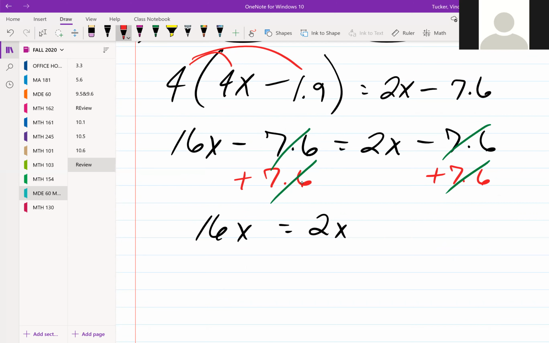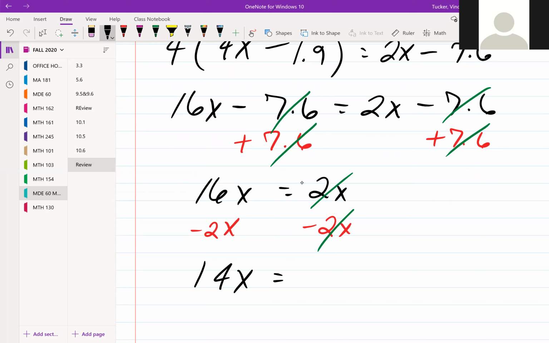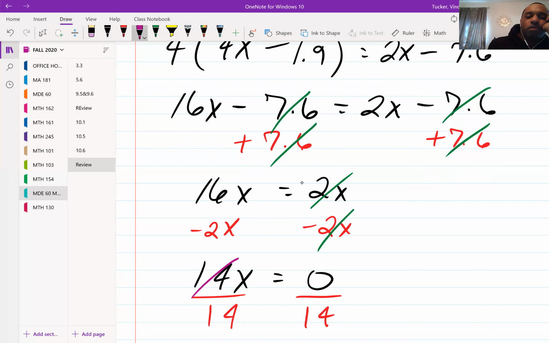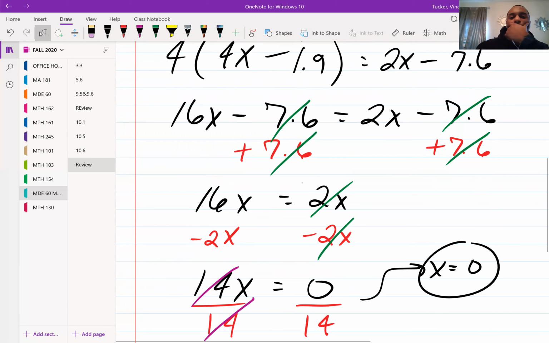I think this is where I messed up. Okay, not a problem. So your goal still should be to get all of your terms with x to one side, so you can subtract 2x. Okay. Yeah. And 2x minus 2x is 0. And then you get 14x. Oh, okay. So you divide 14 into 0. Mm-hmm. And x equals 0. Yep. Oh, okay.